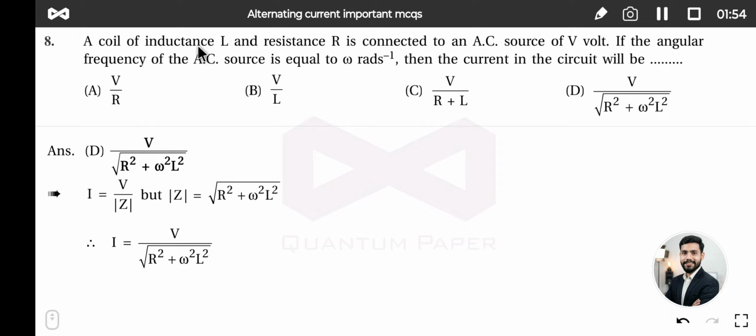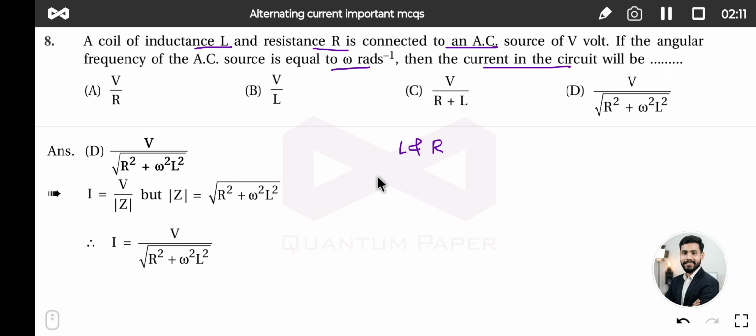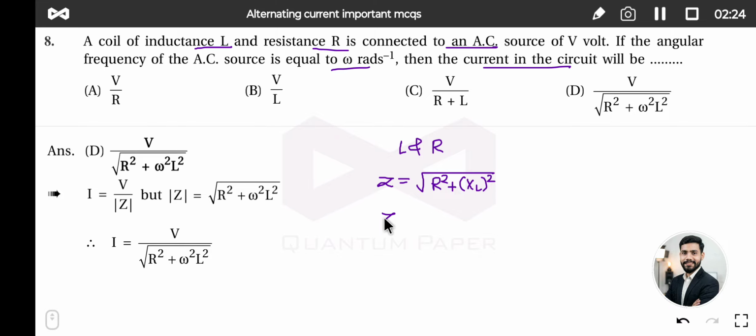Next question, a coil of inductance L and resistance R is connected to an AC source. If the angular frequency of the AC source is omega, then the current in the circuit is. When only L and R are connected, the total resistance is given by Z equal to the square root of R square plus (XL minus XC) whole square, but C is not there, so only XL square. In terms of omega, R square plus omega square L square. This is the net resistance.